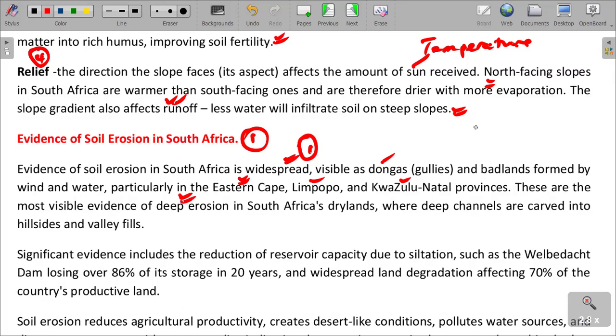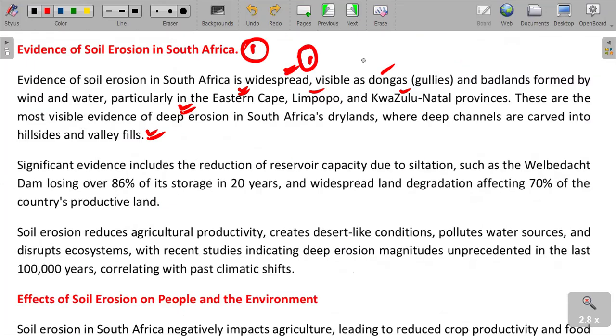Deep erosion is taking place where deep channels are carved into hillsides and valley fields. So significant evidence includes the reduction of reservoir capacity due to siltation. Reservoirs, we are talking about water sources. The capacity of these water sources is reduced because of siltation.